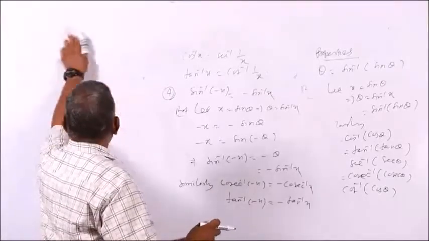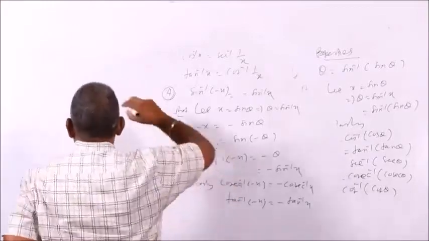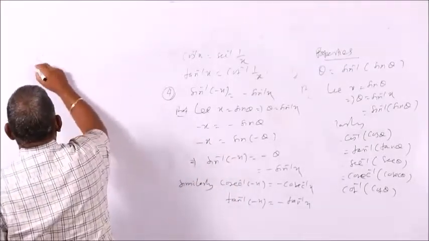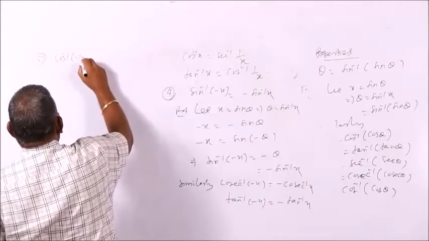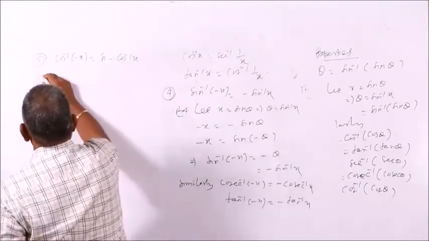But the question comes, what about the cosine and sec functions? Next is cos inverse minus x equals pi minus cos inverse x.